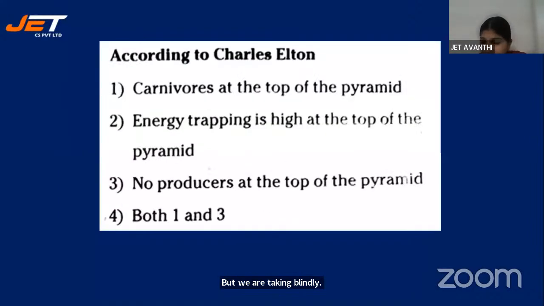Next. According to Charles Elton, so we were discussing this, children. Carnivores are at the top of the pyramid. Energy trapping is high at the top of the pyramid. No producers at the top of the pyramid. Both 1 and 3, children. What's the answer, children? According to Charles Elton.